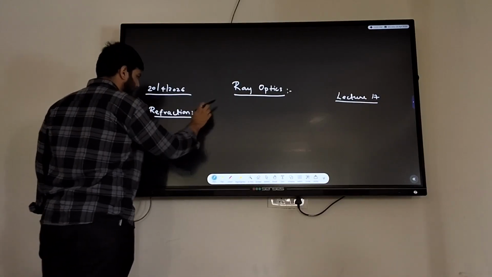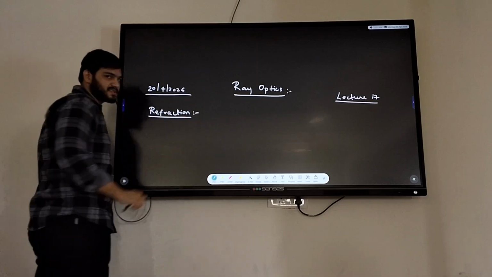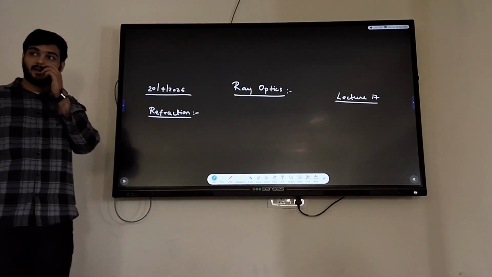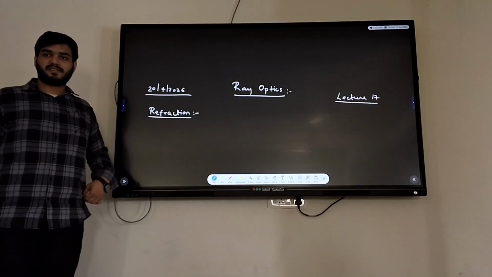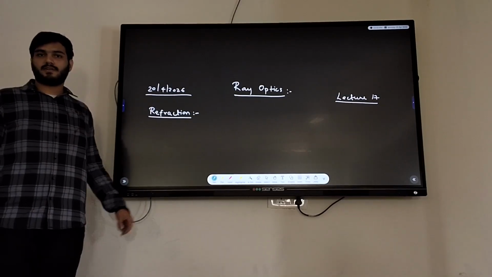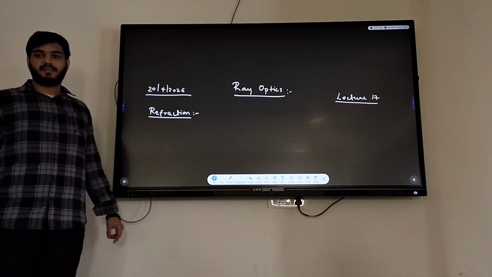We are towards the end of the chapter. Obviously, I'm skipping the optical instruments, the microscope and telescope, for now. But we'll talk about this last instrument, and this is called the prism.